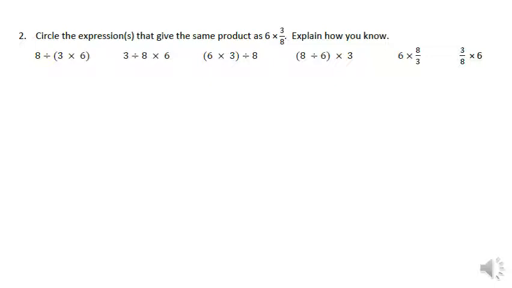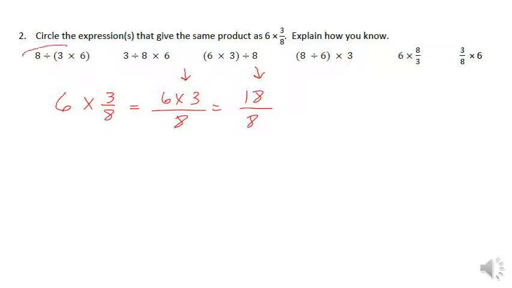What we did in class was we went ahead and evaluated 6 × 3/8, so we'll do that. 6 × 3/8 gives us 18/8. I'm going to leave it at that because we're just looking at this one expression and what our answer and our fraction was. That's enough for us to evaluate the rest of them. So let's take a look at the first one now.